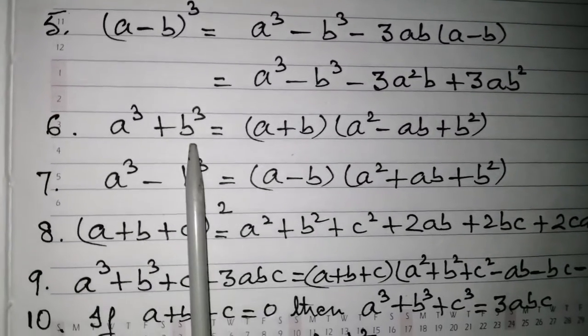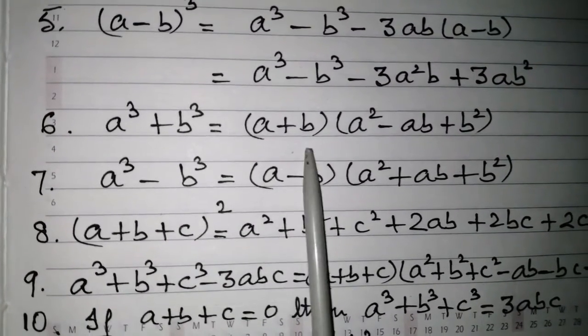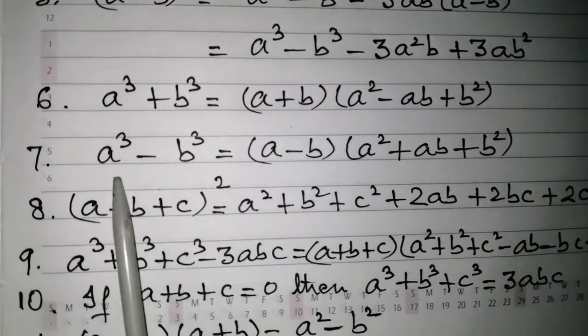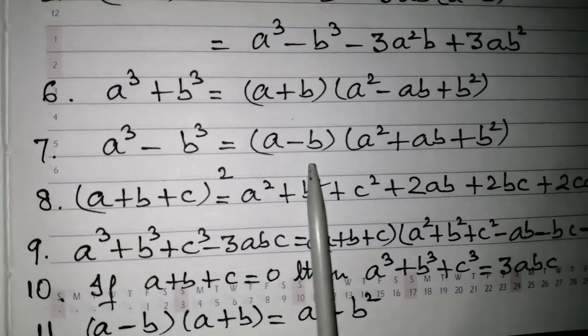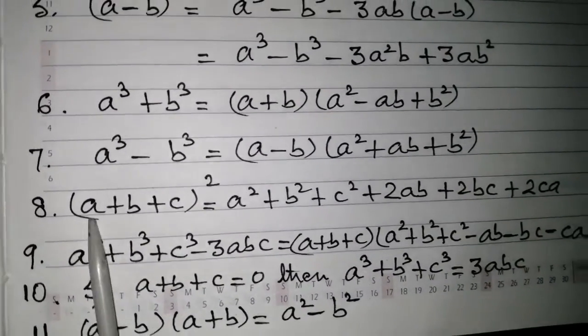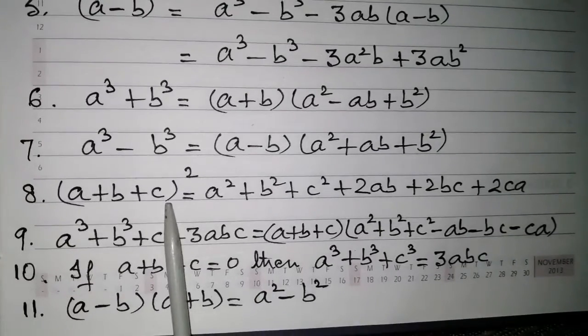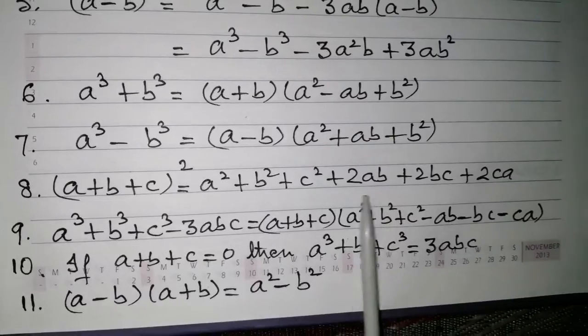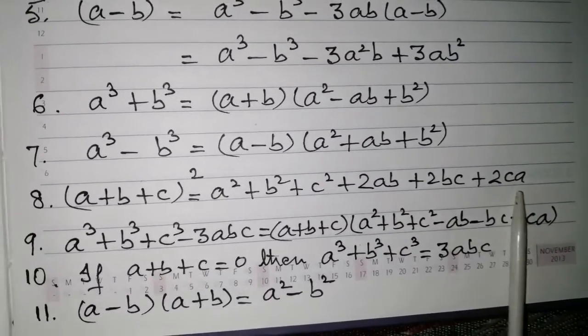Next is a cube plus b cube is equal to a plus b into a square minus ab plus b square, and a cube minus b cube is a minus b into a square plus ab plus b square. Next is a plus b plus c whole square, that is a square plus b square plus c square plus 2ab plus 2bc plus 2ca.